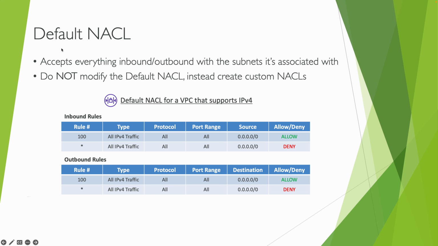By default, when we create a VPC, we get a default NACL. Let's see what is in this default NACL. By default it accepts everything, inbound and outbound, for the subnets associated with it. It allows all the inbound and outbound traffic up to the subnet. So it is recommended not to modify the default NACLs. Instead, if you want to do anything, you can create a new NACL for your particular subnet.